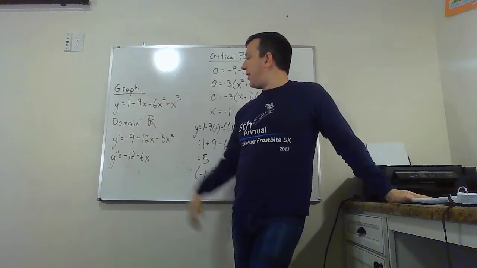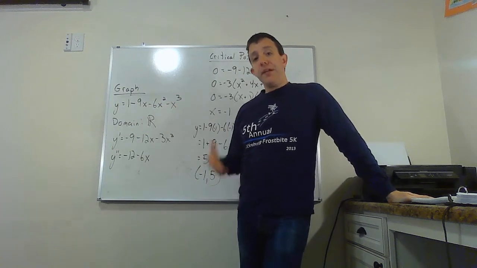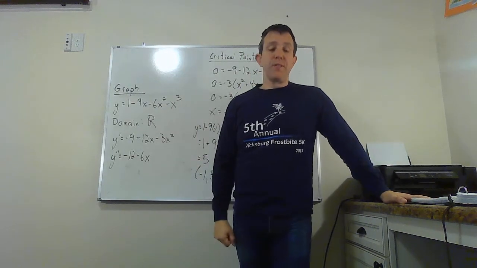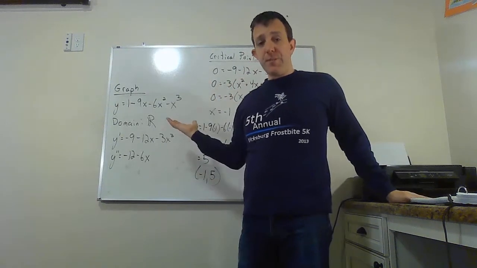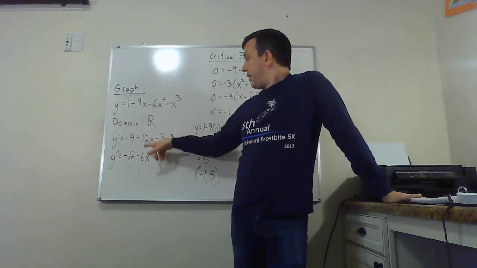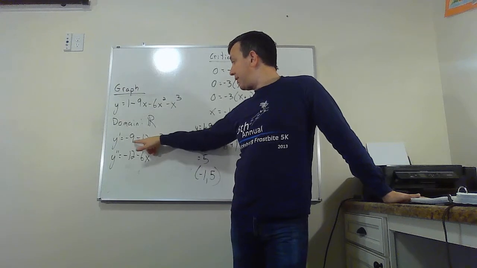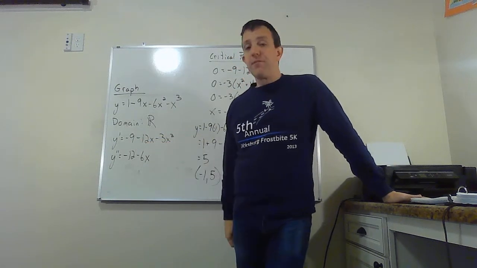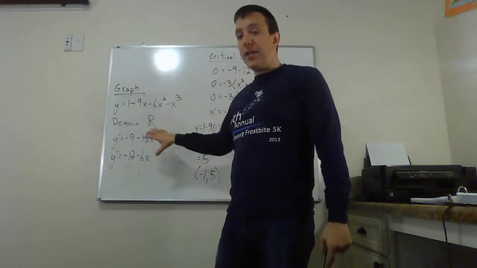So I want to graph y equal to 1 minus 9x minus 6x squared minus x cubed. This is just your basic polynomial. It's a third degree polynomial. So its domain is going to include all real numbers. Right? We don't have any division by x. We don't have any square roots. So everything's going to be allowed here. So I went ahead and took the two derivatives. The first derivative ends up being negative 9 minus 12x minus 3x squared. And the second derivative is negative 12 minus 6x. So I have those. I'm ready to use them.